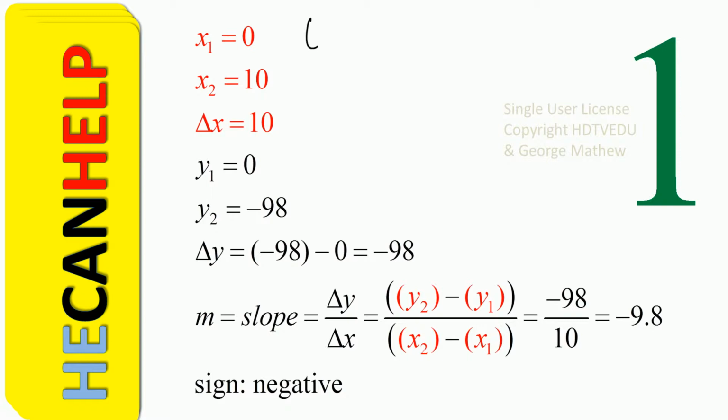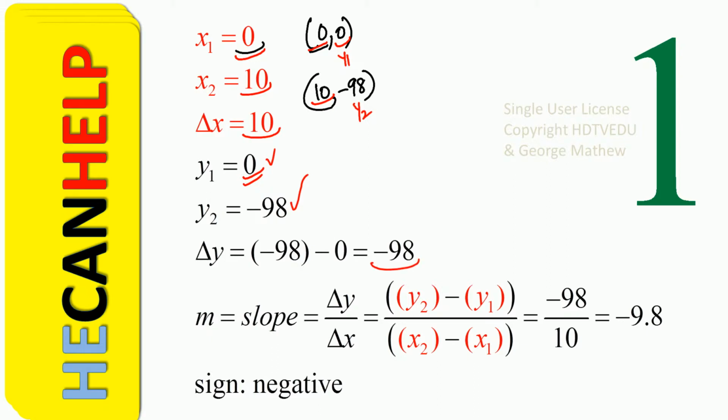So what are we given? 0, 0 and 10, negative 98. x1 is equal to 0, x2 equal to 10. So what is change in x? 10 minus 0, and that is equal to 10. y1 is equal to 0 and y2 equal to negative 98. So what is change in y? Negative 98 minus 0, and that is negative 98.